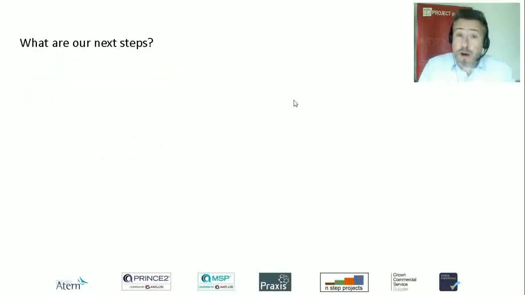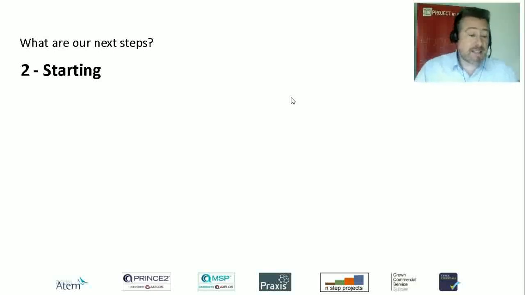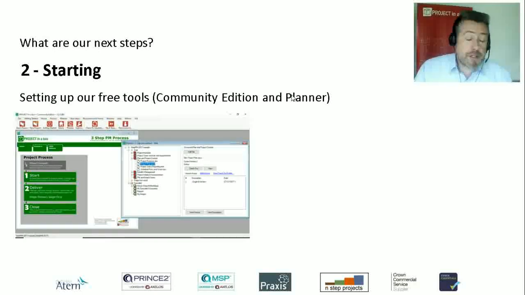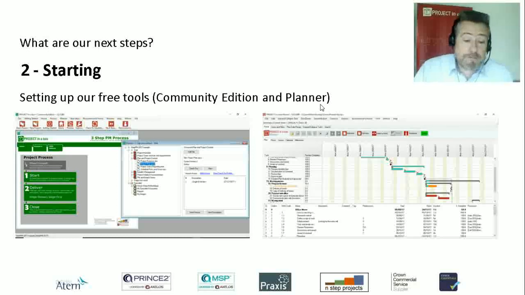Okay, so what are our next steps? We're going to be running session 2, which is going to be around starting up your project. So moving on from, hey, I've got a project, to right, what do I need to do to really get it started? And we're going to be setting up the free tools. I mentioned 2 free tools earlier. We have Community Edition, which is our free tool for methodology, process, documentation management on projects, and also Planner, which is a plans, risk, issue, costing, change management type tool.